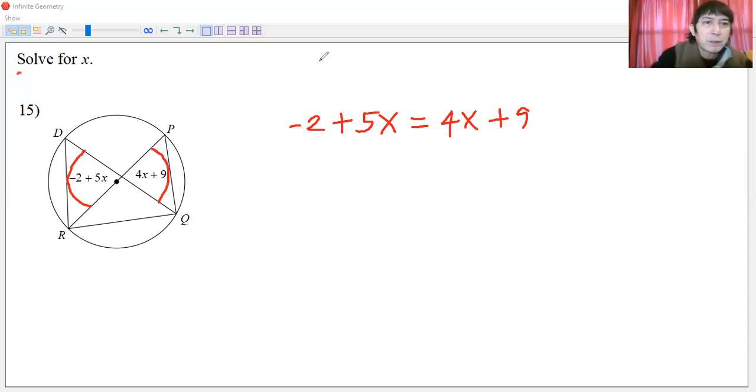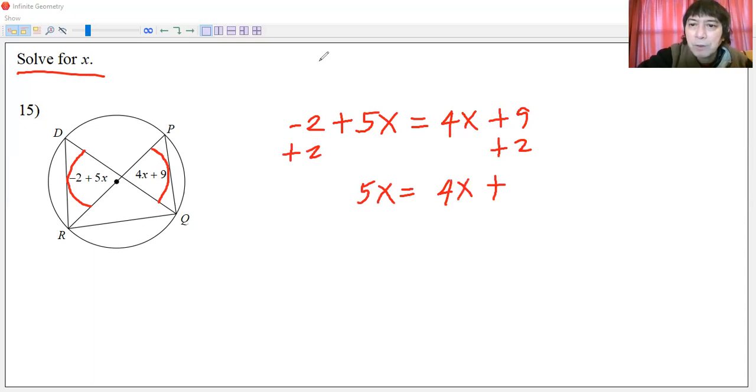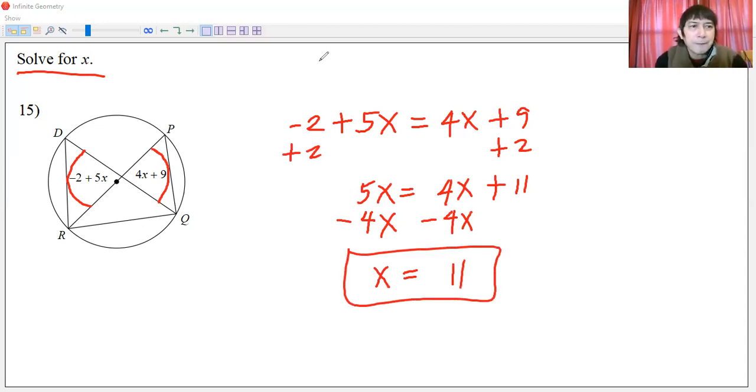That's the requirement: solve for x. We shall add 2 first to both sides, and we have 5x at the left side. The right side is now 4x plus 11. We shall now deduct the 4x, and x is found to be 11. It's the required x. Let's verify the answer. Is it 11? Yes, it's 11. So that's correct.